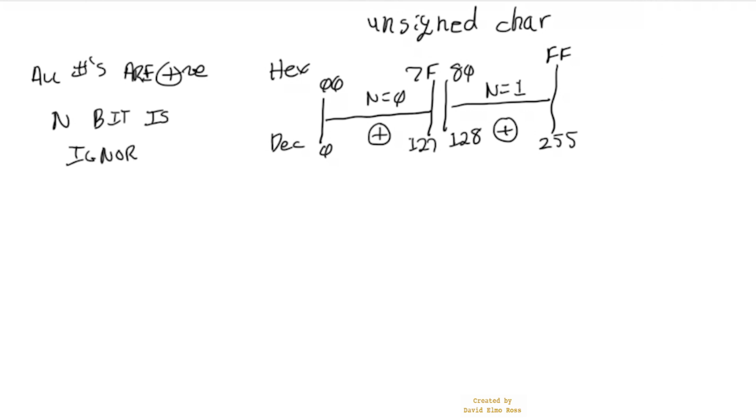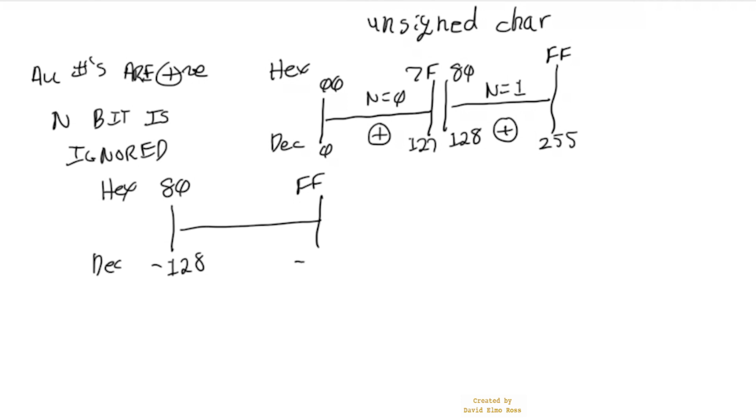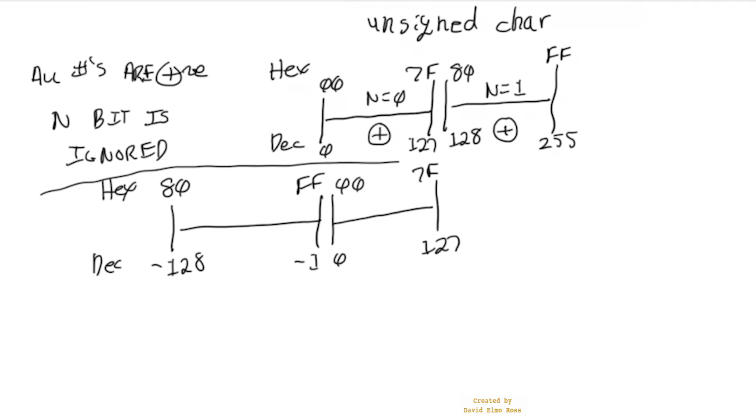But that's different when we take a look at something called signed char. So there's our unsigned char: all numbers are considered positive and the n bit is ignored. But we've got another set of numbers called signed char, and you may have seen this back in the earlier course. You should have covered it. They're different because this is minus 128. These again are hex, these are decimal, and this is minus 1. Now the numbers from 00 to 7F are exactly the same as before. This is 0 to 127.